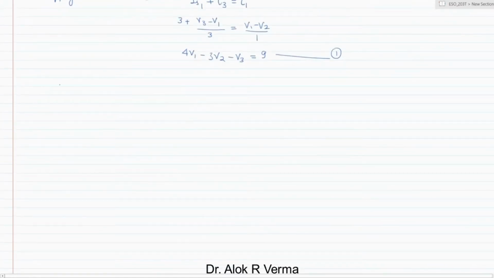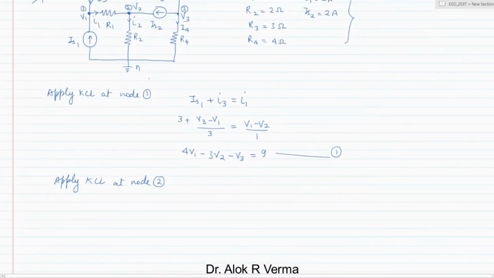Okay, now apply KCL at node 2. So look at the node 2. So the total incoming current is I1 plus IS2, which is nothing but I2. So in this, substitute the values.